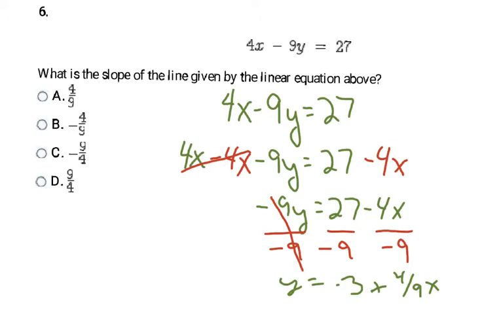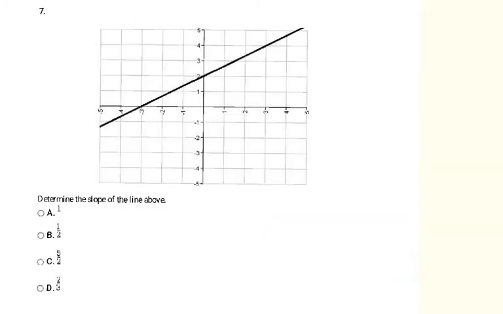And now it's in that y equals form. So all I have to do is look at the coefficient in front of x, the number in front of x, to find my slope number. So here, that's 4/9. So that means my answer is A, 4/9. In this next example, it's asking us to determine the slope from the line above, and we are given a graph.